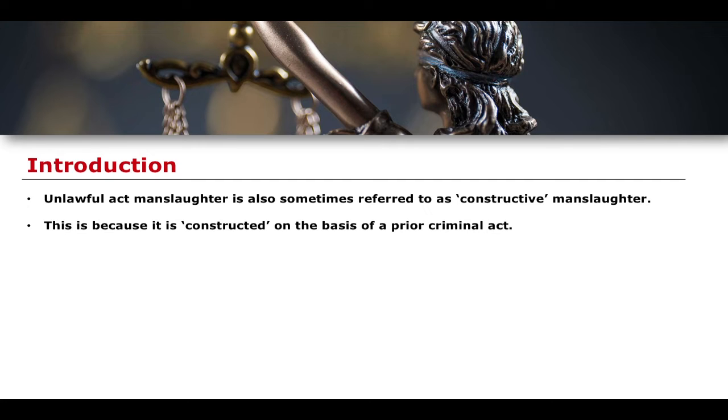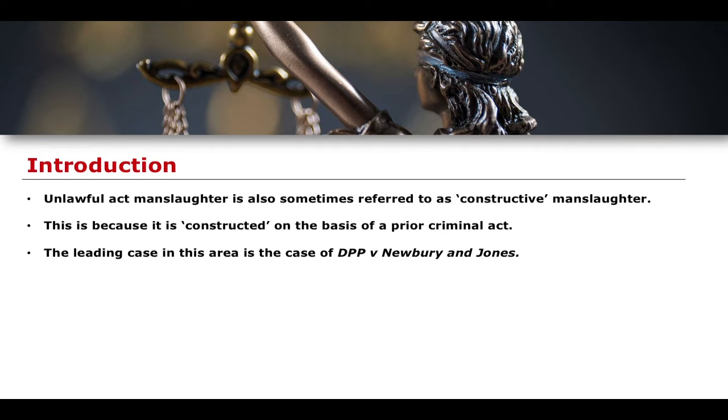In reality, you can essentially justify calling it unlawful act or constructive on the basis of any kind of rationale. It is called constructive manslaughter because you construct the manslaughter charge on the basis of a prior criminal act. It is unlawful act manslaughter because it requires an unlawful act for which a homicide can then be constructed on top of. So either way, you can understand why it's called either unlawful act or constructive.